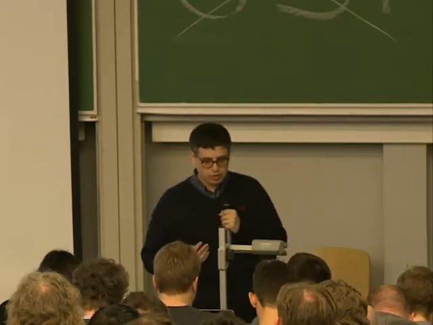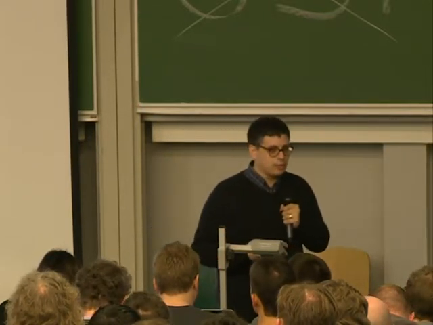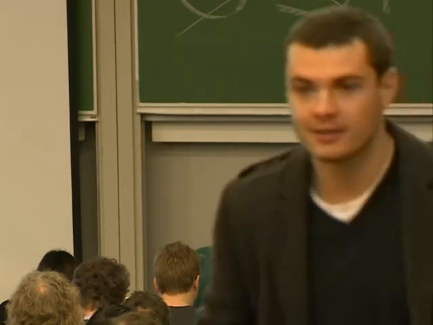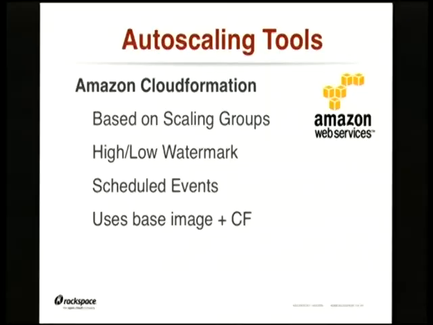And all of this is using base images. So an AMI could be created from a snapshot, or it could be a base OS image provided by Amazon or any other third party.